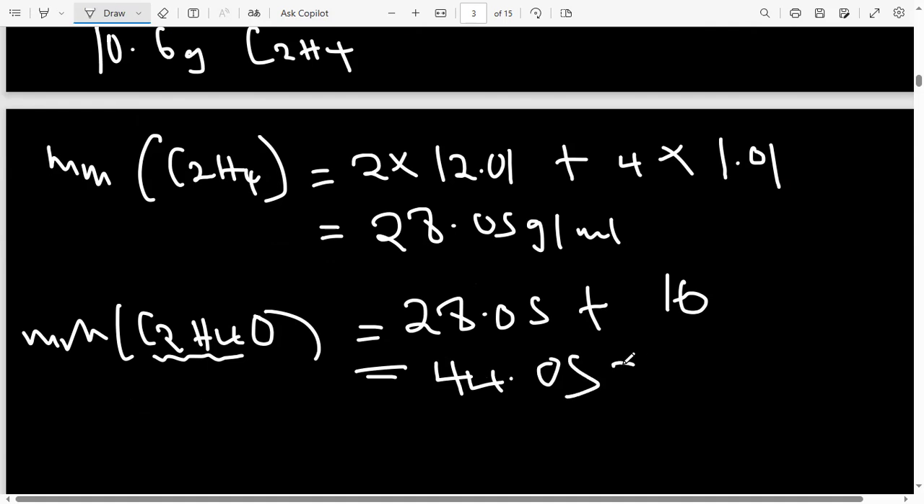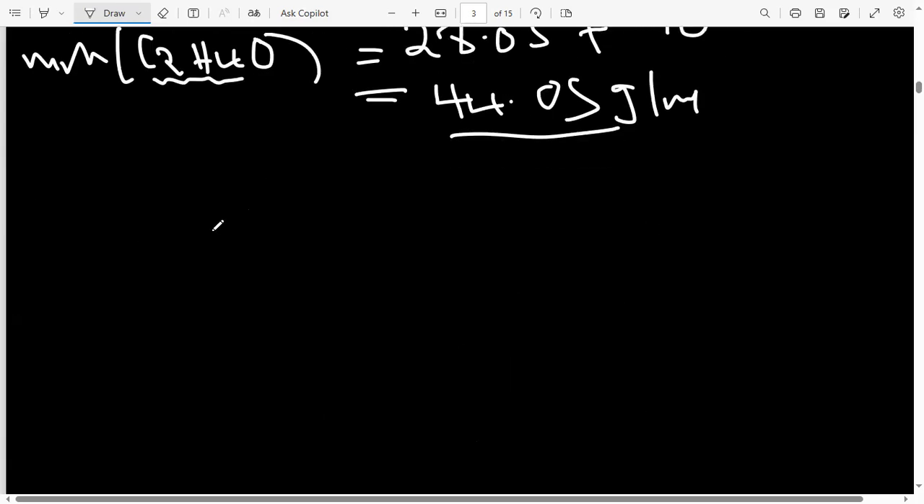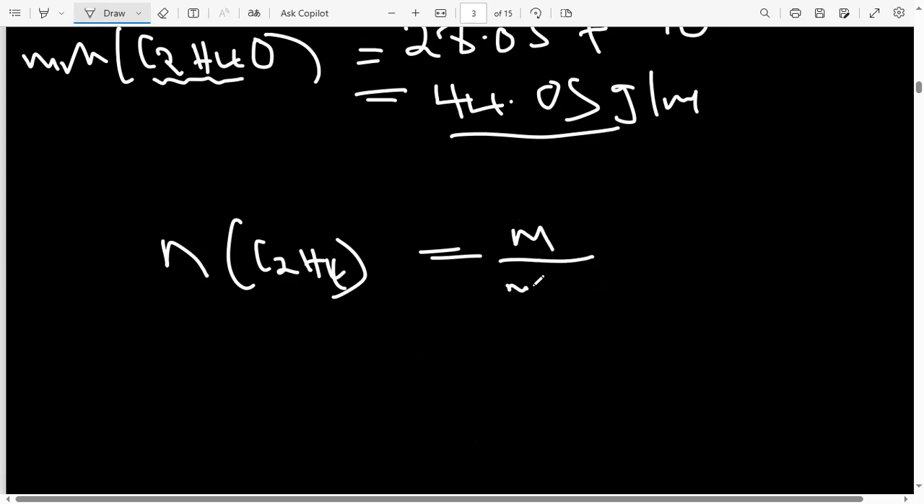44.05 grams per mole. Okay, so now we have the molar mass of ethylene oxide. We also have the molar mass of ethylene, and we have the mass of ethylene. So we can use this mass of ethylene and its molar mass to find the moles of ethylene. So let's find here. So we are going to say moles of ethylene is equals to mass divided by the molar mass.